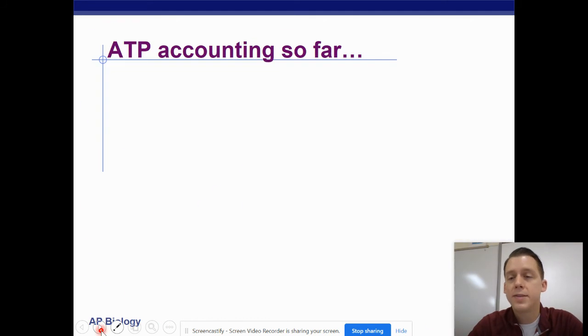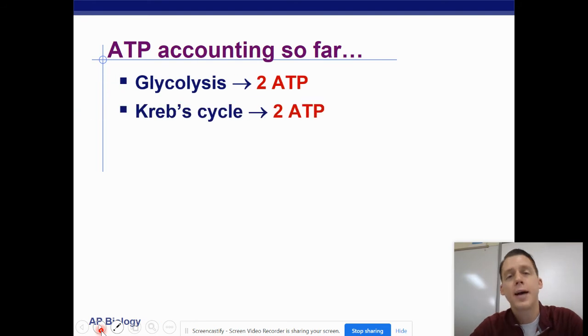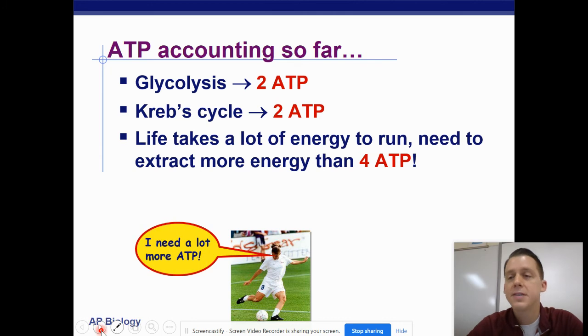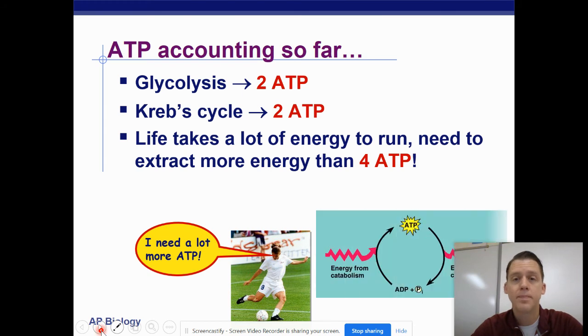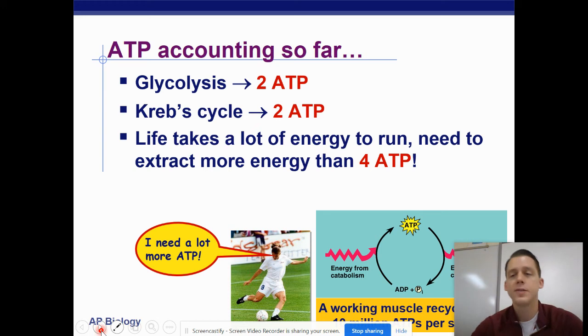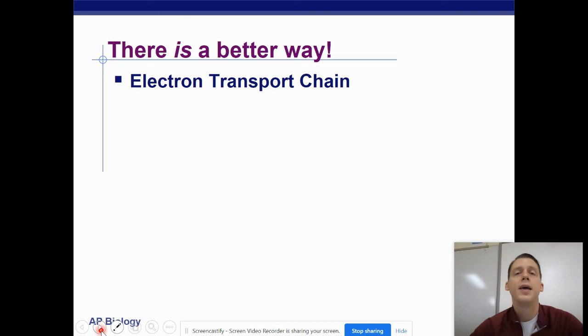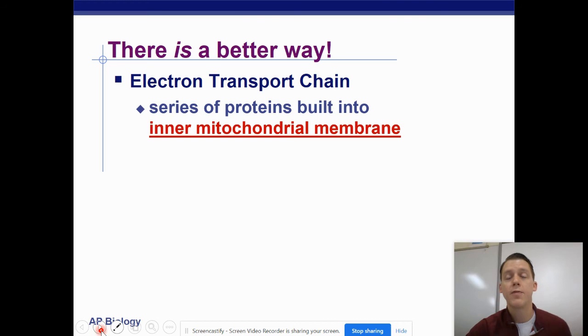So again, the point is to make lots of ATP. So far, glycolysis has 2 ATP and Krebs has 2, but life is going to need much more than 4. Some very simple organisms might be okay with 2 or 4 ATP per glucose, but not something as complicated as a large eukaryote like a human. We have all kinds of working cells that need lots and lots of ATP. So there has to be a better way. And there is a better way. The electron transport chain evolved, which is a great way for our bodies to get tons and tons of ATP.